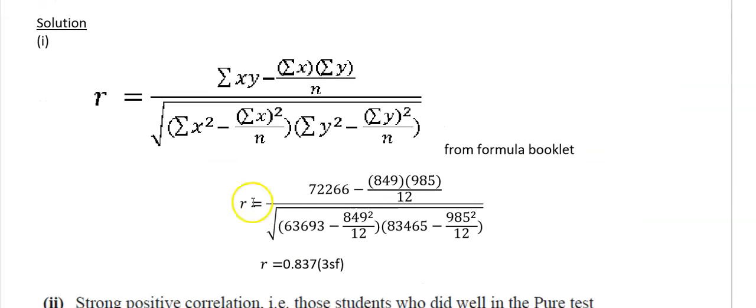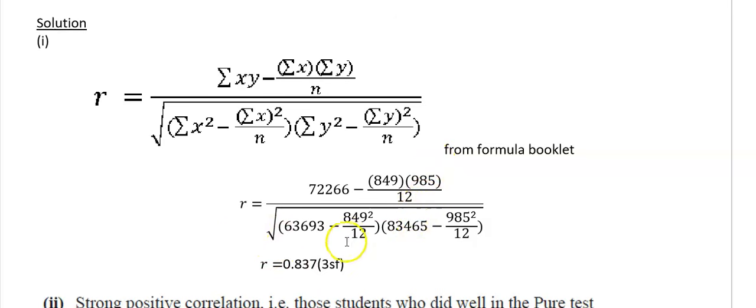So for the solution, that is the formula from your formula booklet. Instead of sigma xy, we have sigma PA. Instead of sigma x, we have sigma A. Instead of sigma y, we have sigma P, and so on. But all the rest of it is the same. So we had 12 values. Sigma PA was 72266. Sigma A was 849. Sigma P was 985, and n was 12.